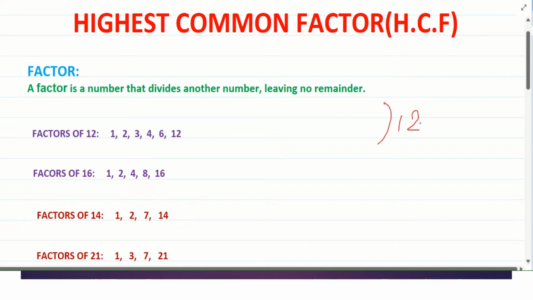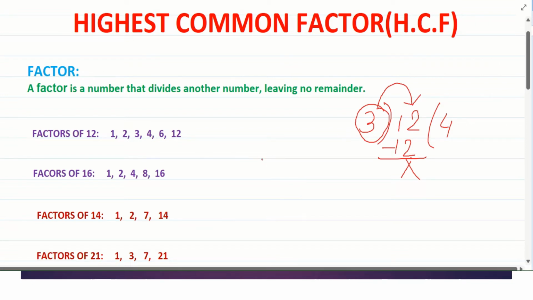Now, when 12 is divided by 3, we know 3 fours are 12. And what is the remainder? Nothing. Means no remainder. So, we say 3 is a factor of 12, because when 3 divides 12, no remainder comes. Is this clear? Let me give one more example.